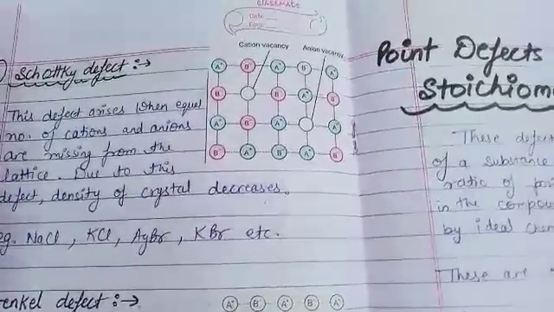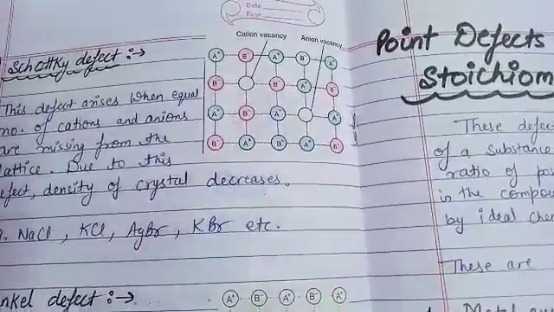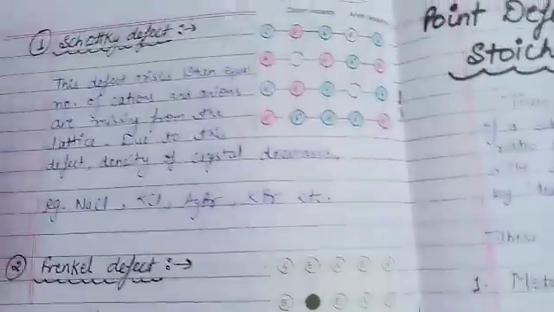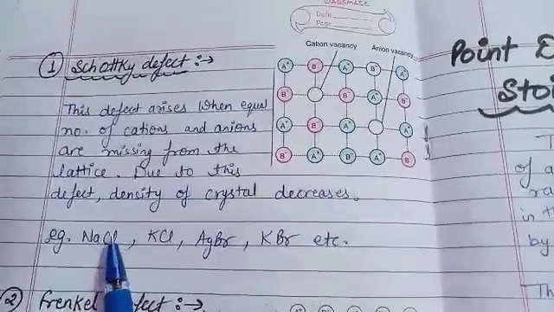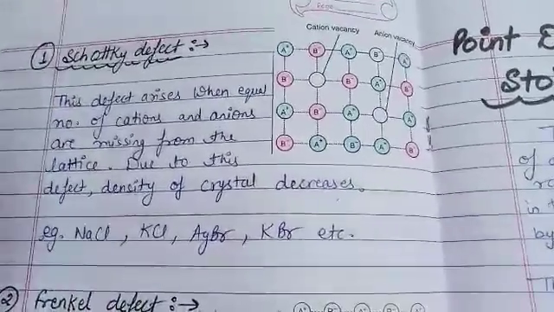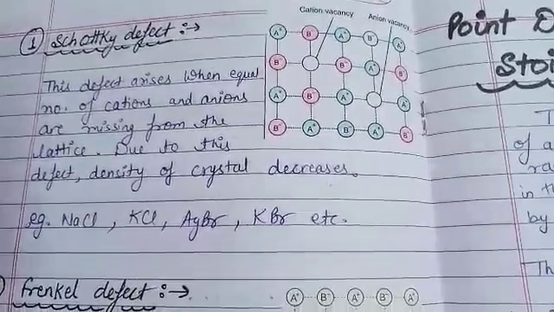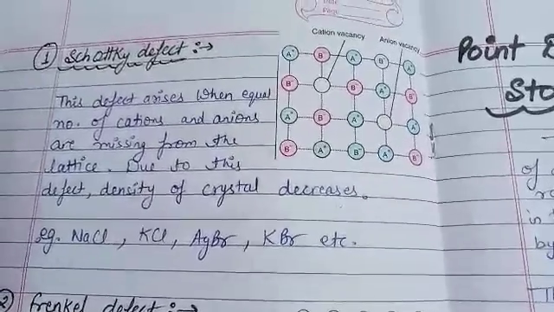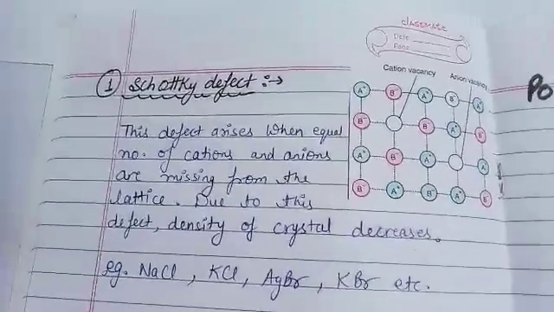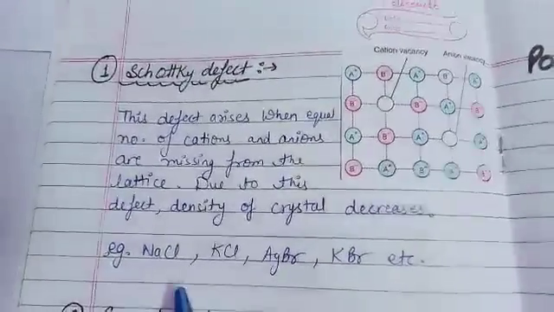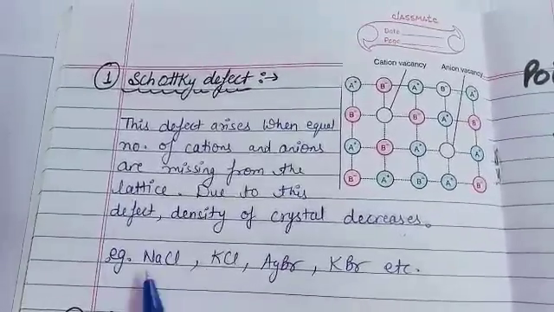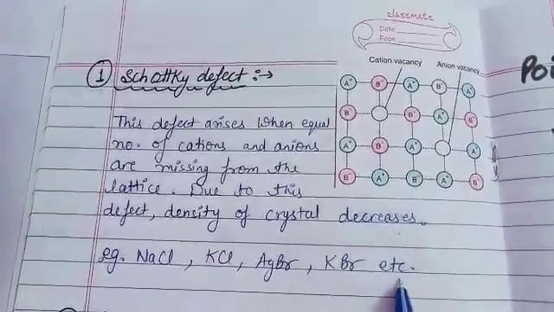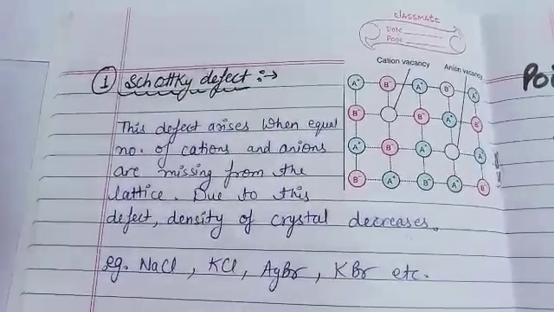Because the cations and anions are leaving their lattice sites, it decreases the density of the crystal. Now see the examples. This type of defect is generally possible in those compounds where the size of cation and anion is almost similar, not exactly the same, but almost similar. Examples are NaCl, KCl, AgBr, KBr, etc. All these will show Schottky defect.